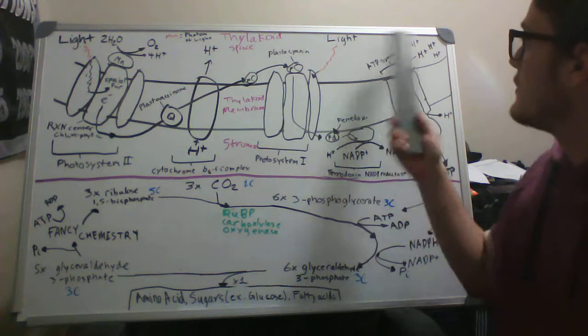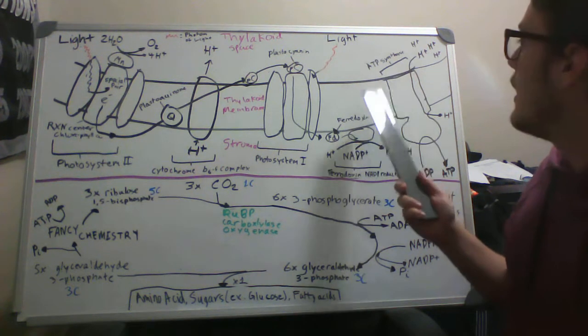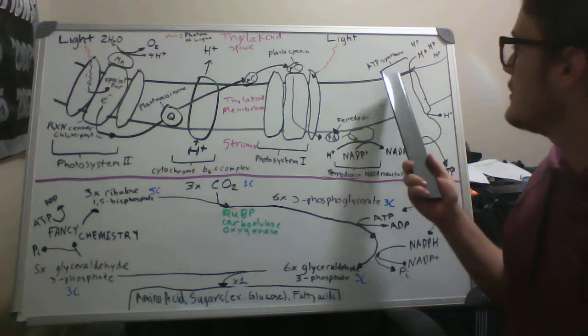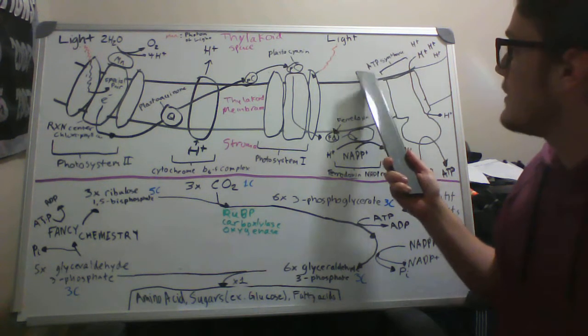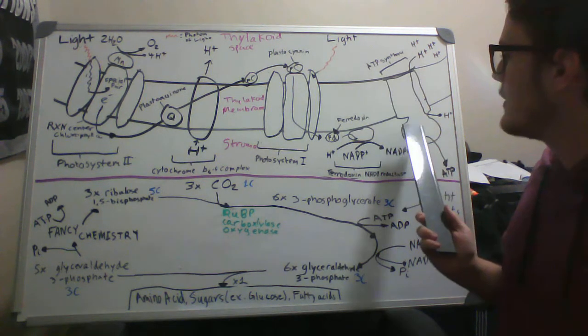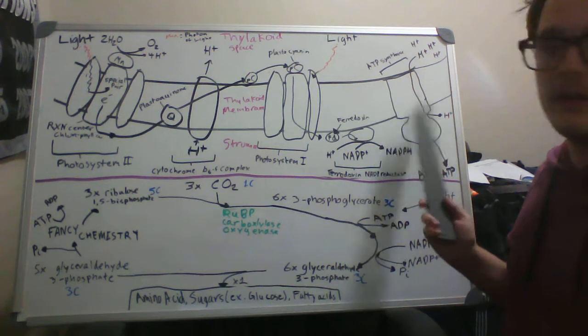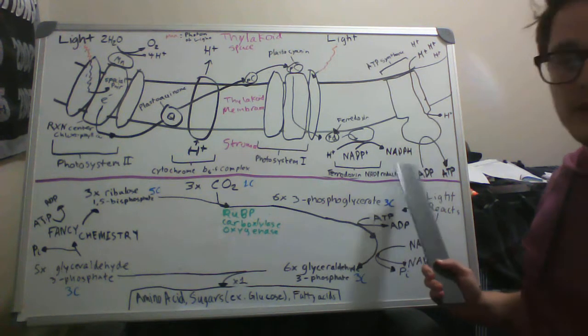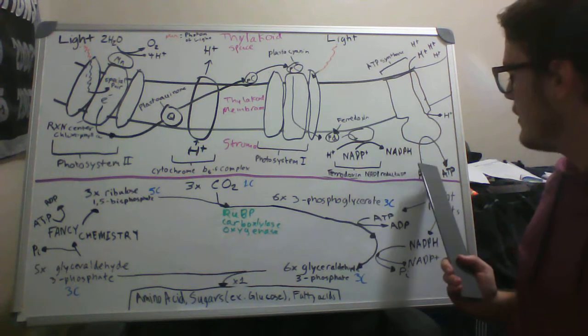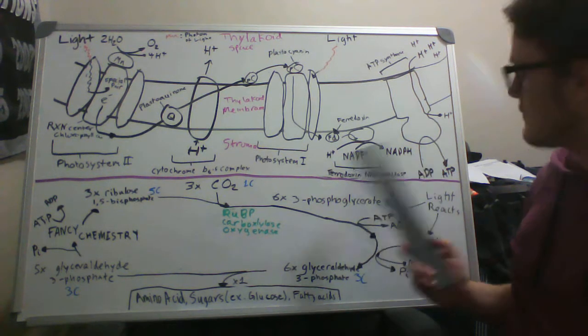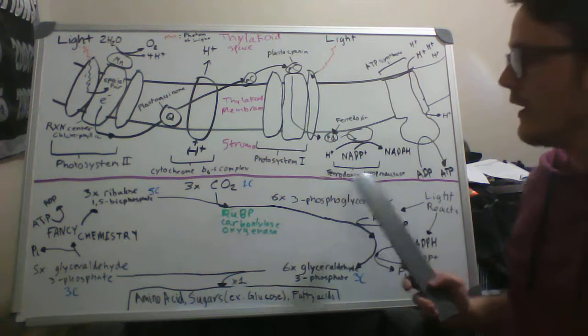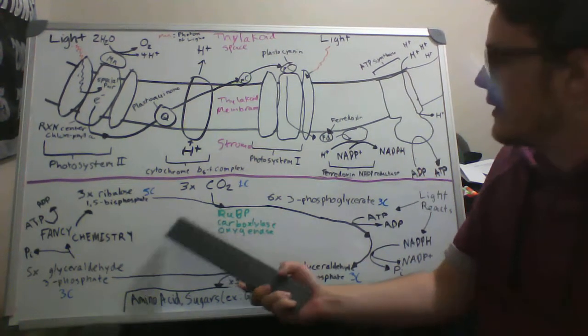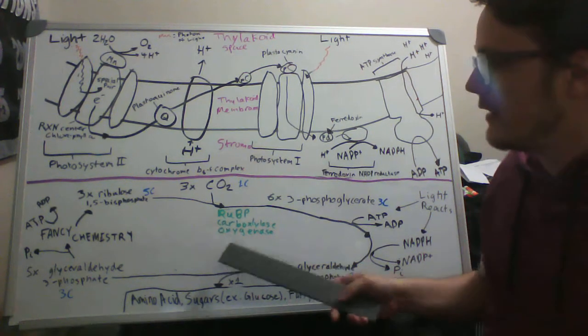And over here, since we have the aggregation of H plus ions, we have ATP synthase to bring them back over here to the stroma, and when it does that, it allows ADP to phosphorylate with a phosphate to become ATP. And then over here, that brings us to the Calvin cycle.